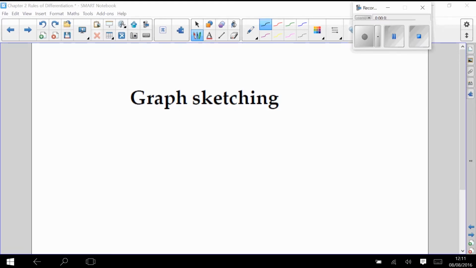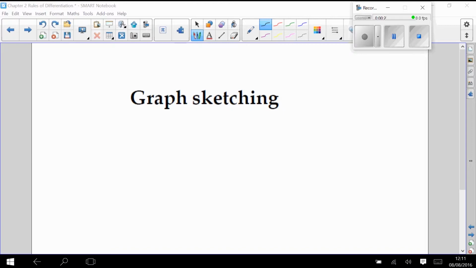In unit number 6, we're going to focus on graph sketching. Now we need to have quite a lot of information at our fingertips in order to do this. You must know how to find a y-intercept. You must be able to find a stationary point and know whether it's a local maximum or a local minimum stationary point. You must also be able to find your point of inflection by looking at your concavity.